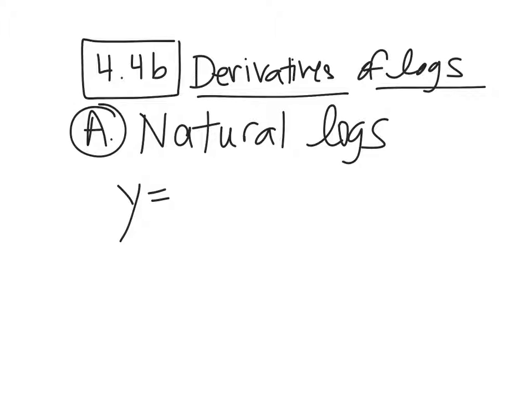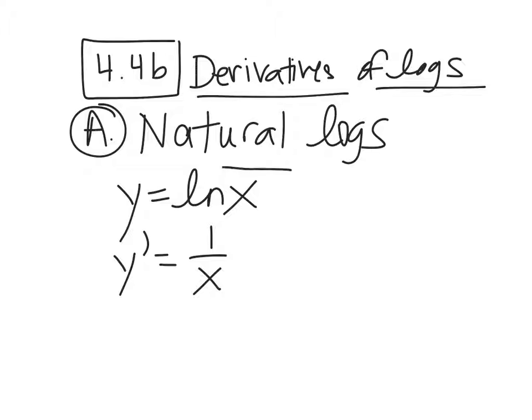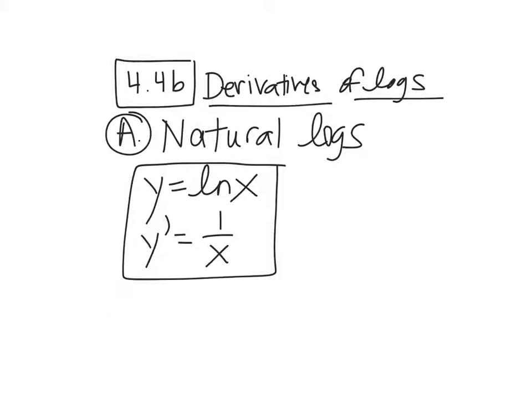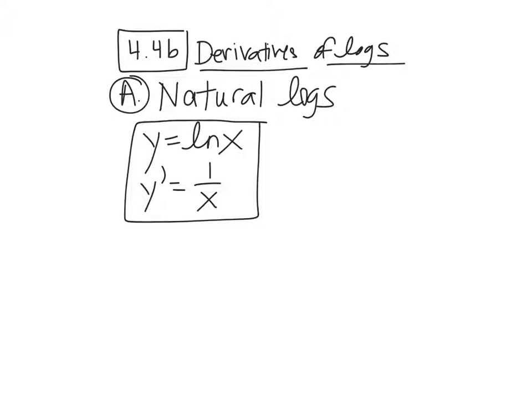First of all, if you have the function y equals the natural log of x, and you take the derivative of that, the derivative of the natural log of x is simply 1 over x. Now, you can ask for a proof on that. You could probably find one online, or you can just accept it and memorize it. But why? Okay, let's do it. I'll show you. Just kidding.